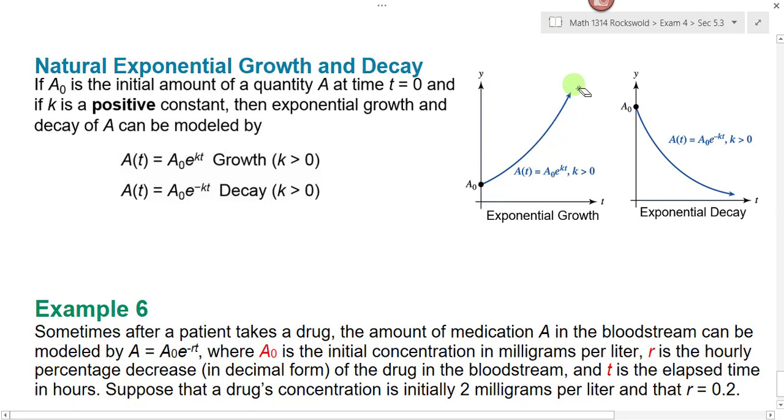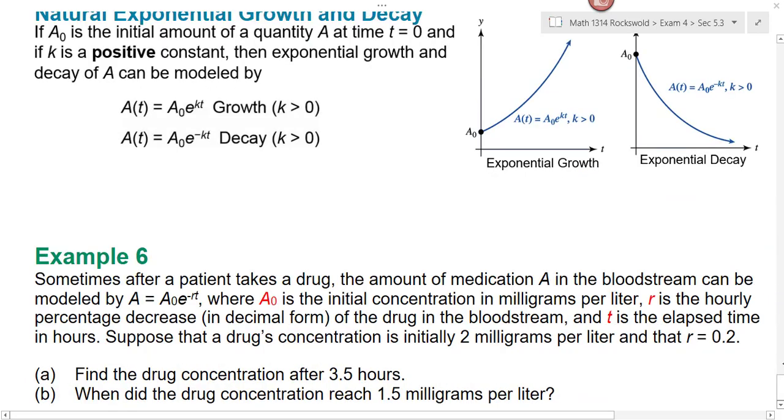So this graph represents exponential growth, where our initial amount is a sub naught. This graph represents exponential decay because we have a negative in the exponent, and a sub naught is the initial amount that we started with. For this problem, you have to be told what k is equal to, and t does not necessarily have to be time measured in years like it does on the finance problems.